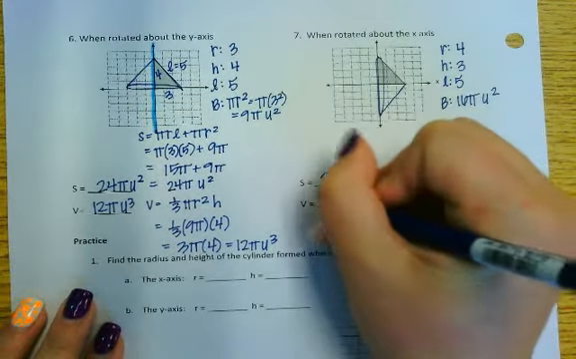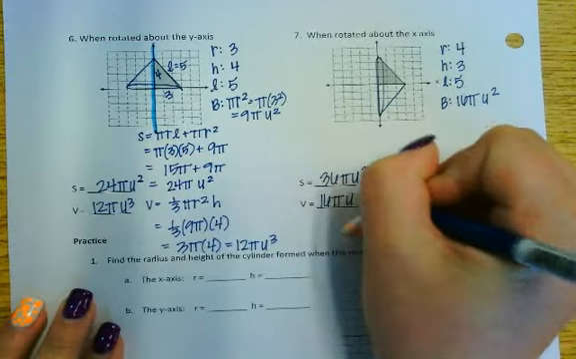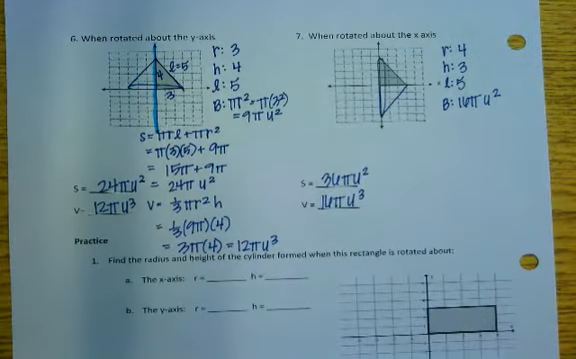So what do you notice between 6 and 7? Very good. So even though you started with the same triangle, when it's rotated around the two different axes, it actually produces two different answers for your surface area and volume. Okay? Because the thing that's changing is the area of your base. Okay? So, very good.